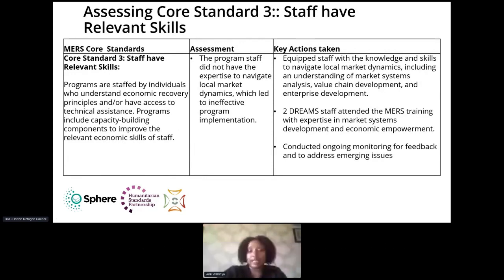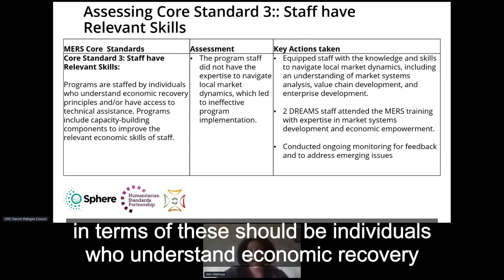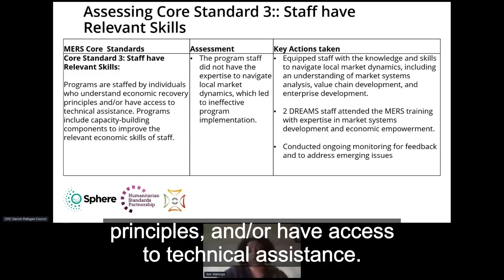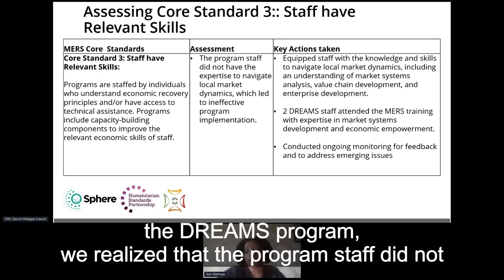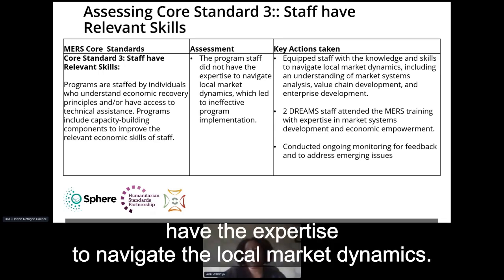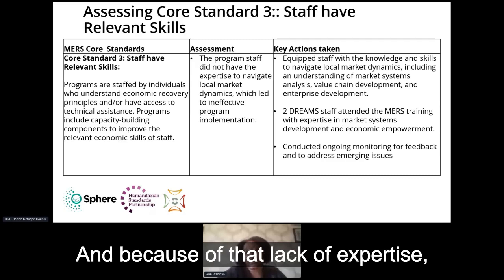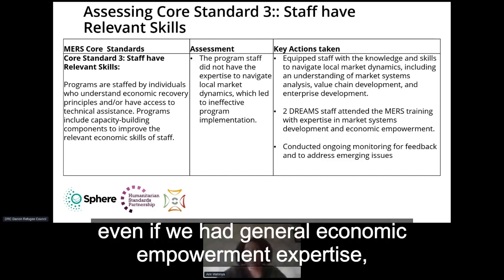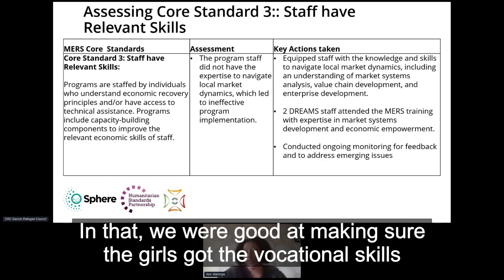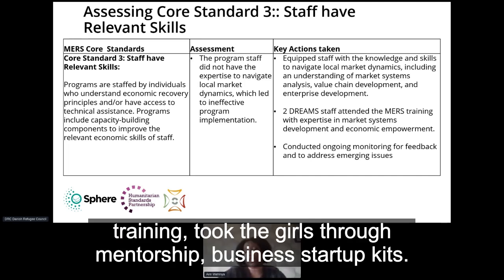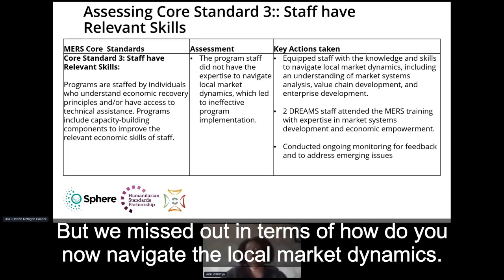So looking at core standard three, it says that staff should have relevant skills, meaning they should be individuals who understand economic recovery principles and or have access to technical assistance, and that the program should include some capacity building component to improve the relevant economic skills of staff. When we assessed this standard against the DREAMS program, we realized that the program staff did not have the expertise to navigate the local market dynamics. And because of that lack of expertise, even if we had general economic empowerment expertise, it led to ineffective program implementation. We were good at making sure the girls got the vocational skills training, took the girls through mentorship and business startup kits, but we missed out in terms of how to navigate the local market dynamics.